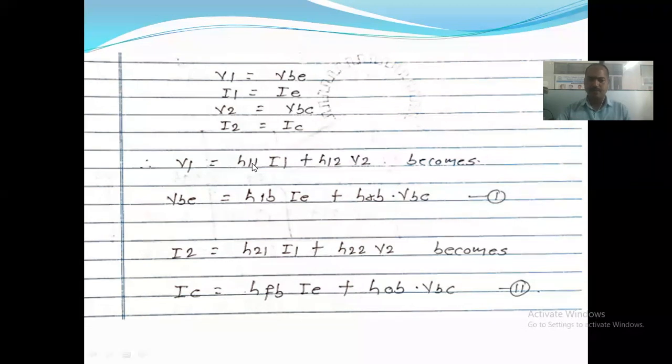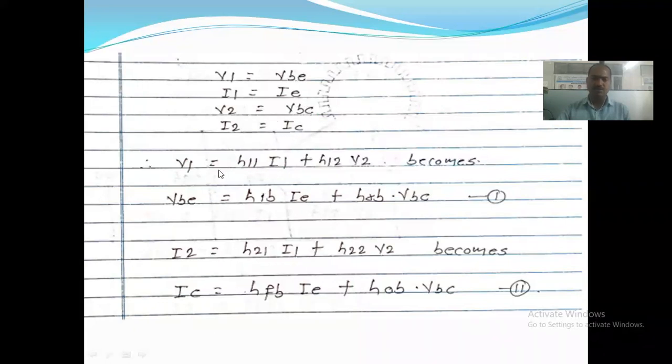See, I'm telling you again, V1 which is equal to H11 I1 plus H12 V2. It is the equation with respect to your dependent variable, right? So to find out this equation, we have to take a particular case, right? Common base configuration. In case of your common base configuration, we know that V1 is equal to VB, I1 equal to IE, V2 equal to VBC, and I2 equal to IC, right?